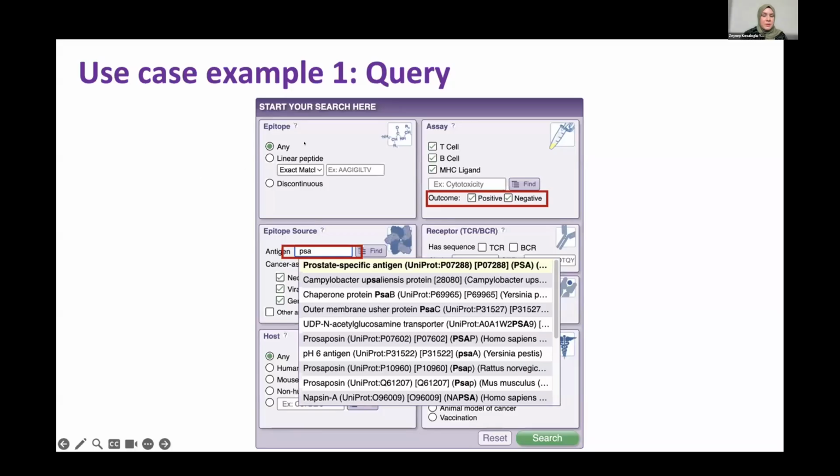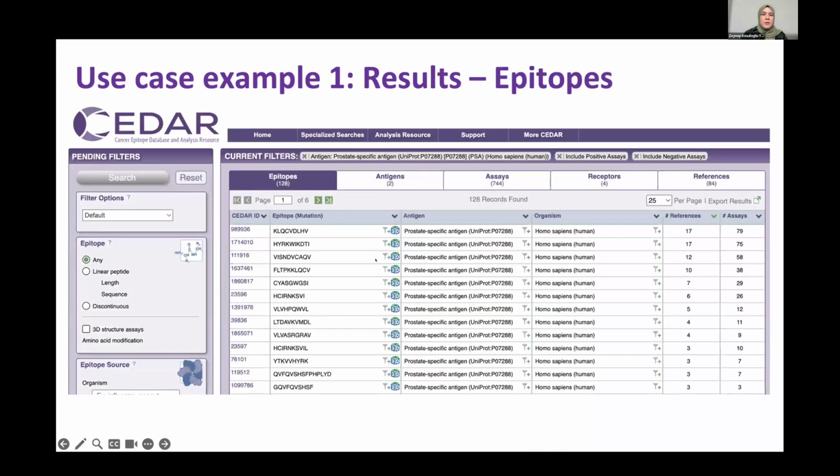Yeah, after we select these two, we can click search. And then we get to the results page. Bjoern mentioned the different tabs that we have available. So let's start looking at the epitope tab.